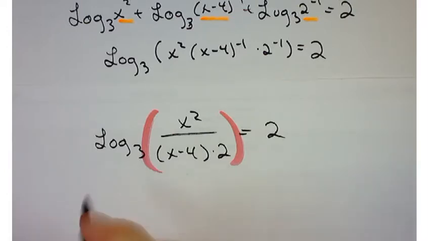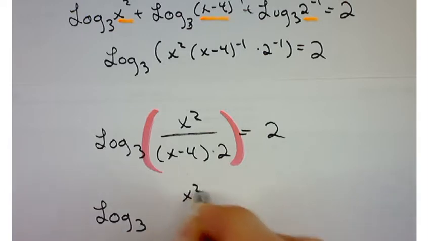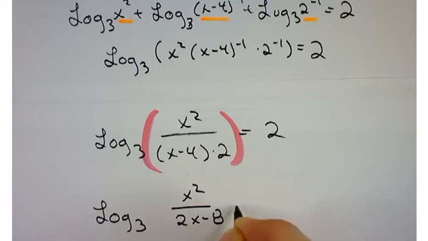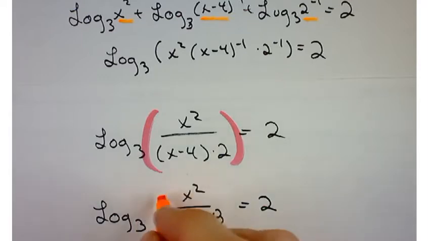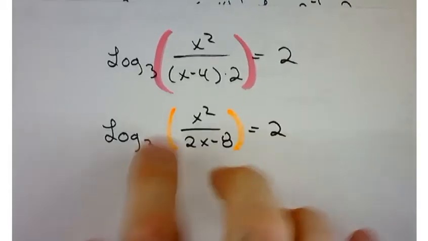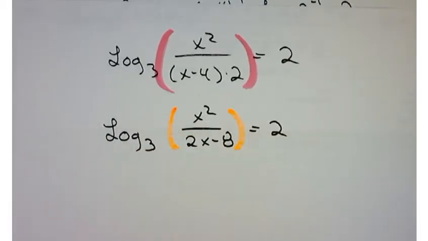All right, sure. Let's distribute the 2. Why not? Log base 3 of x squared over 2x minus 4. Now, how about 2x minus 8 equals 2? I got the log of all of that. And this is what I wanted. I wanted to get down to the log of just one term.